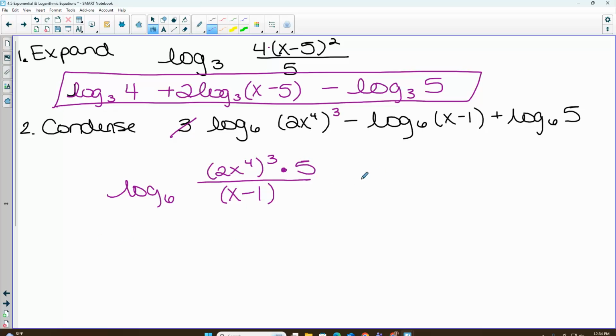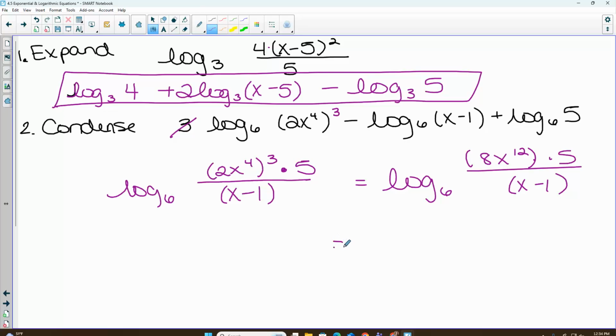We could clean this up just a bit. 2 to the 3rd, 8x to the 12, times 5. So if you multiply 8 times 5, you get 40 x to the 12 over x minus 1.